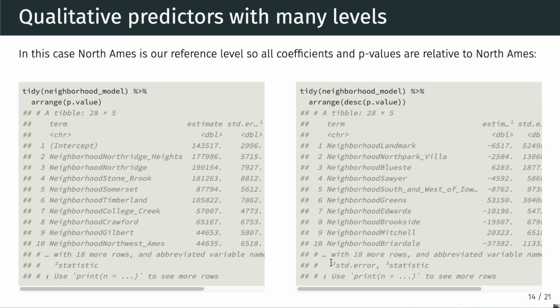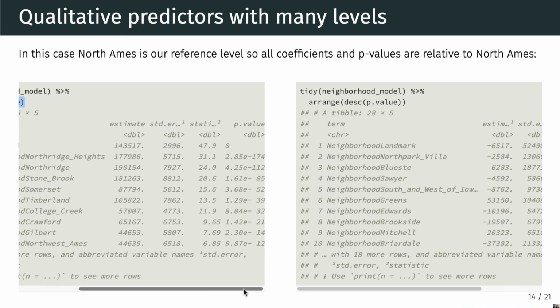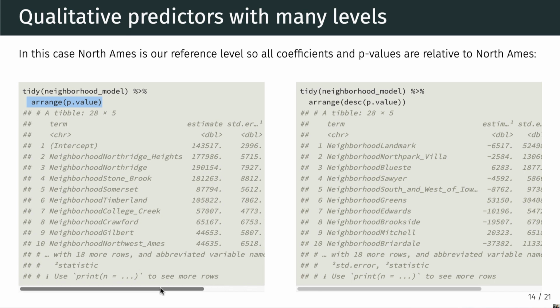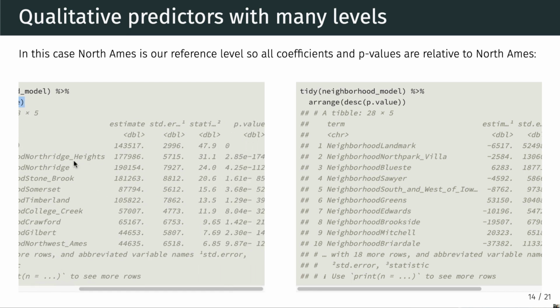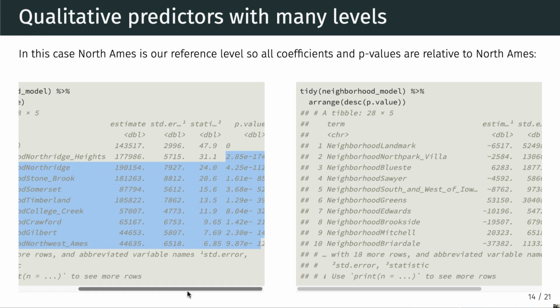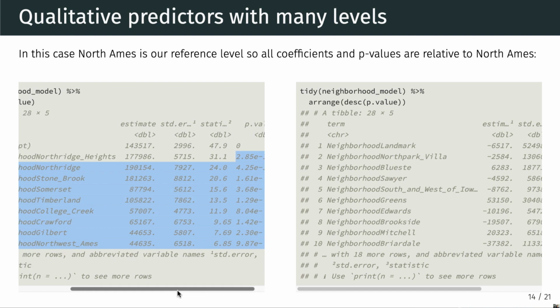Now, one thing to note is that when you have many levels like this, not all of the levels are going to be statistically different than the reference neighborhood. We can quickly look at this. Here, all I do is take my model output and arrange by p-value, in ascending order. What we see are those neighborhoods that have the smallest p-values. All these neighborhoods are going to be statistically significant, meaning the difference in the average sale price compared to the reference neighborhood is statistically significant.